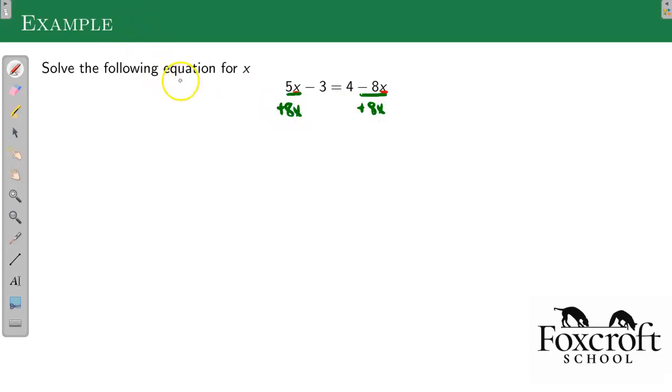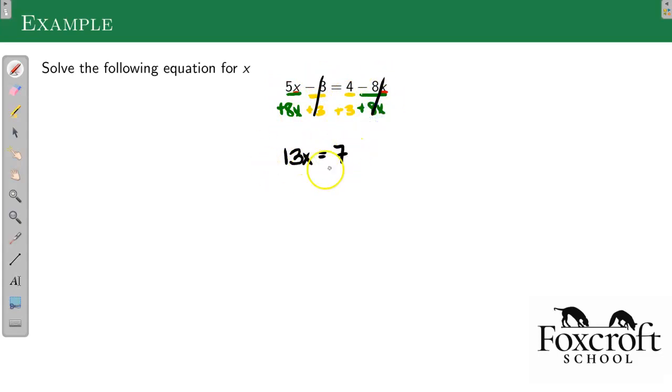Just to save time, I'm going to do two steps at once. That's moving the x's to the left, with the non-x's on the right. So this 4 is over already on the right. That's good. This minus 3 also doesn't have an x, so it needs to move to the right. To do that, I'm going to add 3 to both sides. It's fine to do both these steps at the same time. 5 plus 8 is 13. So now we have 13 x's on the left. Those cancel out. 4 plus 3 is 7.